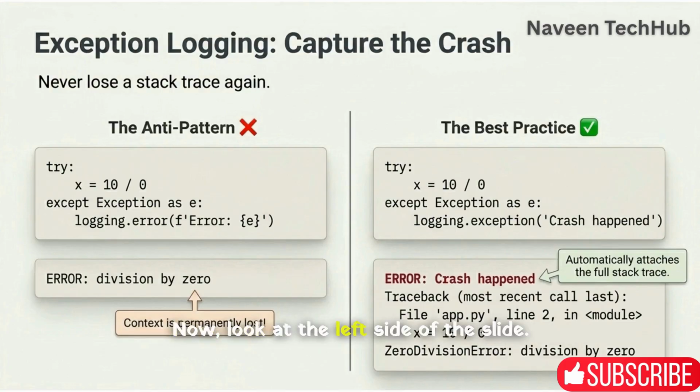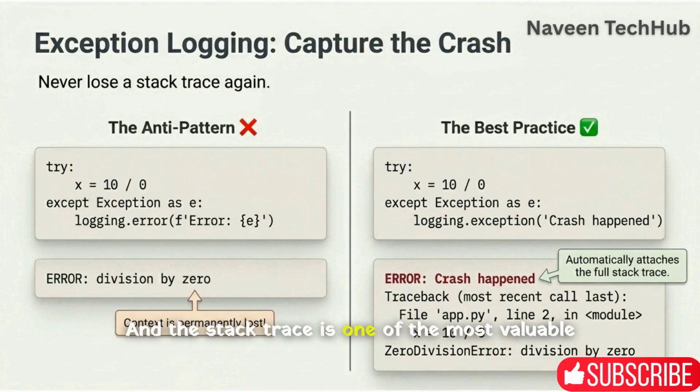Now, look at the left side of the slide. This is what I call the anti-pattern. Here, the developer is doing this. try: x equals 10 divided by 0, except Exception as e: logging.error, format error, e. At first glance, this may actually look correct. The error gets logged. And yes, we can see division by 0. But there's a huge problem here. We completely lost the stack trace.